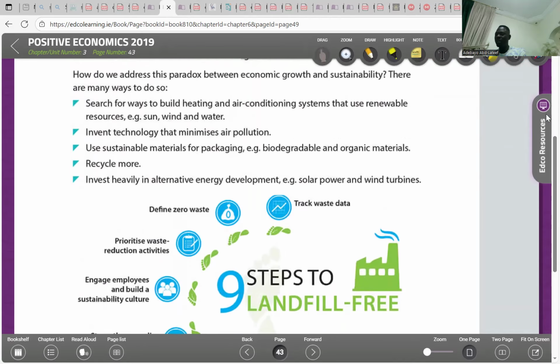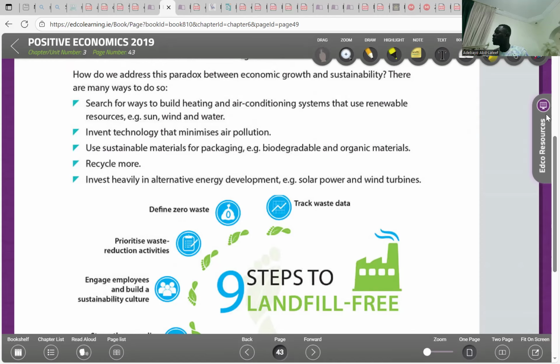How do we address the paradox between economic growth and sustainability? Economic growth means output is increasing over time, but how do we maintain economic growth and sustainability at the same time? One of the problems with economic growth is that resources will be finished and the environment will be damaged. So how are we going to balance things? That's what they meant, right? What are those things we can do?